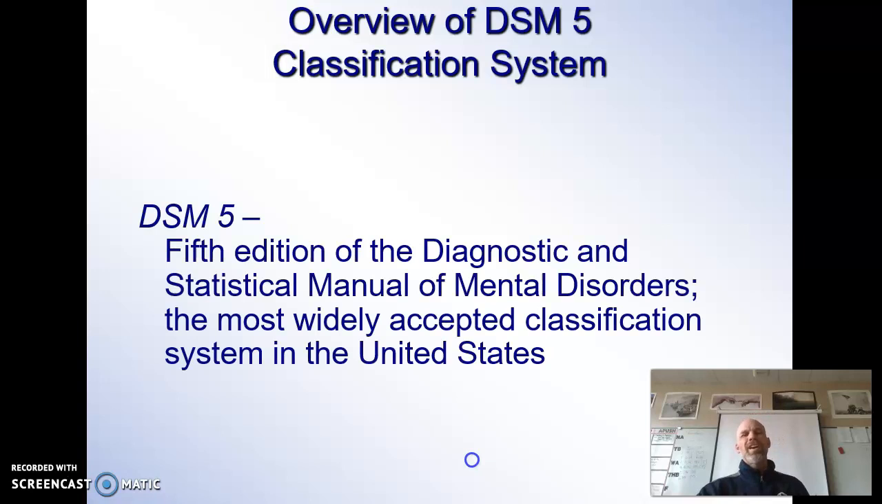One of the texts that we're going to reference a lot is the Diagnostic and Statistical Manual of Mental Disorders, the DSM-5. This is the most widely accepted classification in the United States. So physicians will have this on their desks, psychologists will have this on their desks. We're obviously not going to go through this entire thing. We're going to hit the basics, but you need to know that term DSM-5.